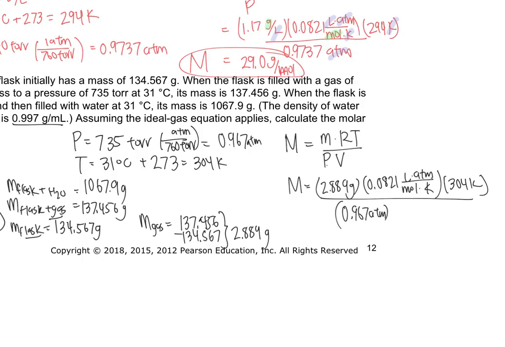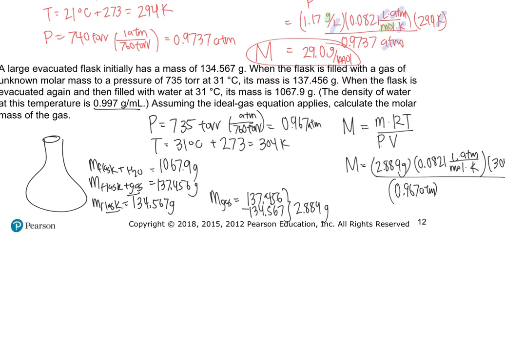And then our volume. So this is where we need to be creative. They filled it all the way up with water and measured the mass. So we know the empty flask and the flask plus water. So we could find the mass of the water that's in there. That's going to be equal to the flask and the water, 1067.9 grams, minus just the flask by itself, 134.567 grams. So we end up getting the mass of the water being 933.3 grams.